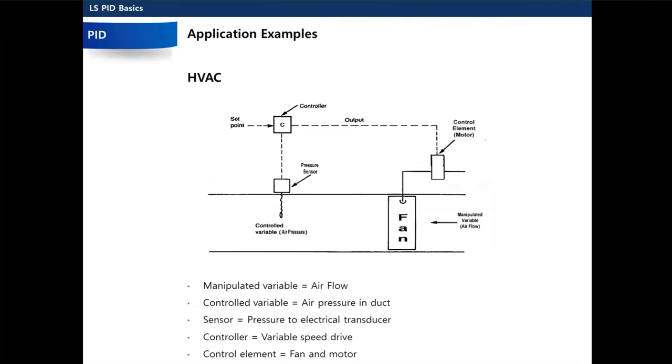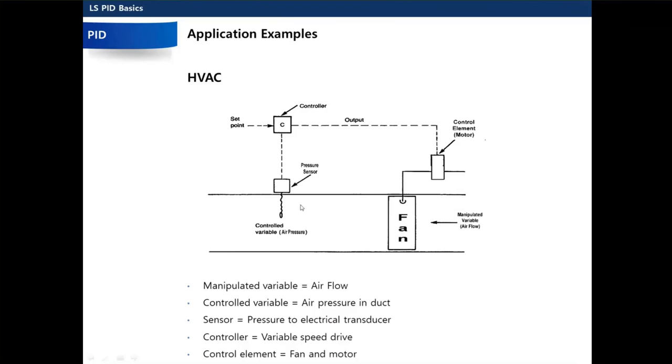So here's a couple of examples that may make a little bit more sense, more real world examples that you guys run into. First off would be an HVAC example, or an HVAC application. So you're controlling a fan. The fan, and the airflow for that fan, is going to be the manipulated variable, okay? And then, of course, that fan is going to be connected to a motor. So if you increase and decrease the speed of the motor, which is your control element, you're going to be able to manipulate the airflow amount.